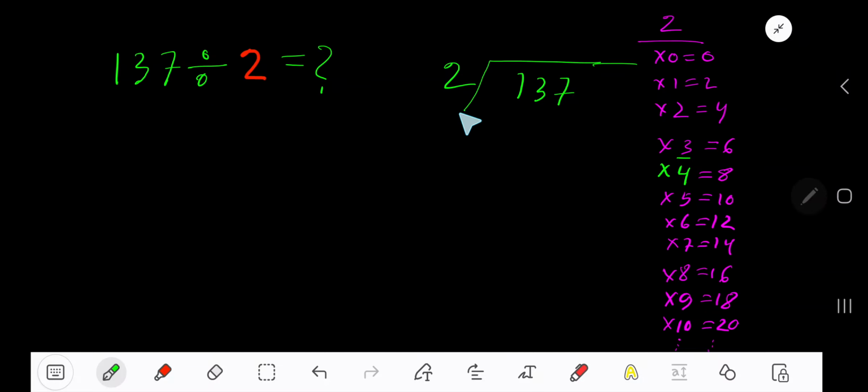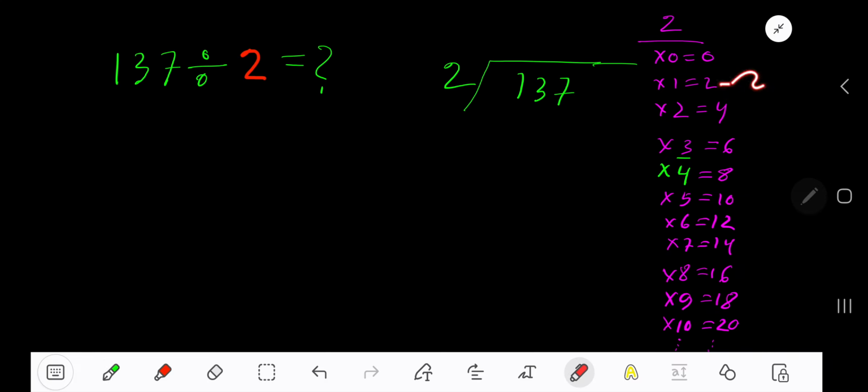137 divided by 2. Here 2 is a divisor, so we need the multiplication table of 2. 2 times 0 is 0, 2 times 1 is 2, 2 times 2 is 4, 2 times 3 is 6, 2 times 4 is 8. To find the multiplication table of 2, just add 2 to the previous step.